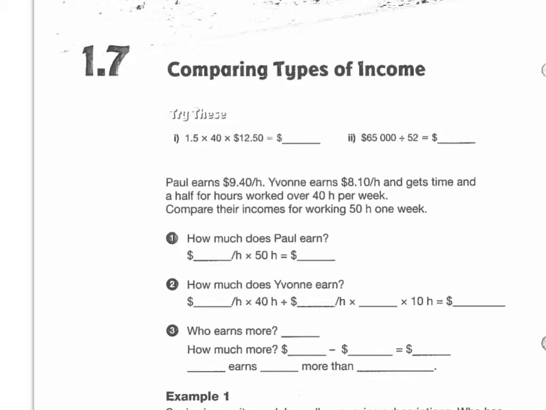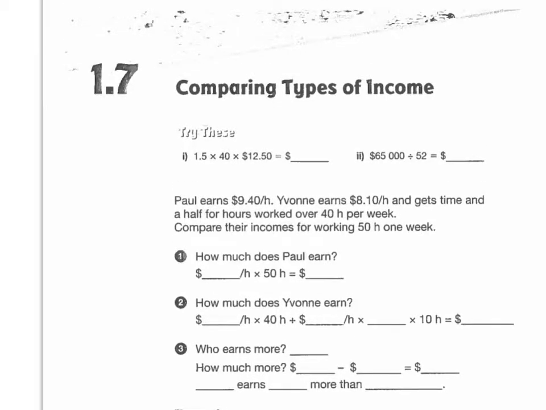A couple things to try here. So try these. 1.5 times 40 times $12.50, and you should get 750. Next one, 65,000 divided by 12, and you should get 5,416 and 67 cents. Just some kind of warm-up.